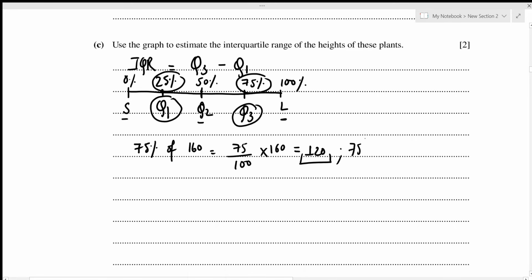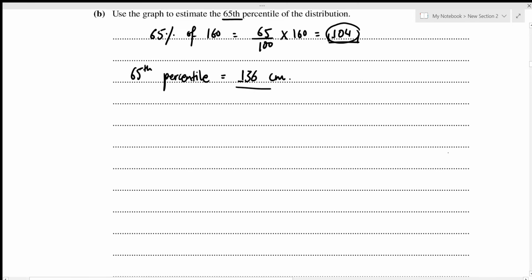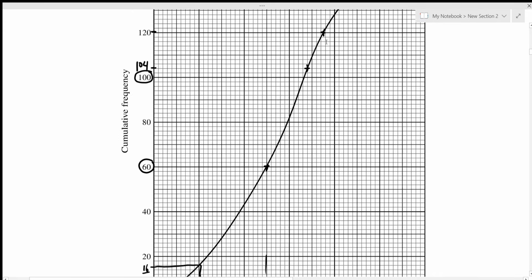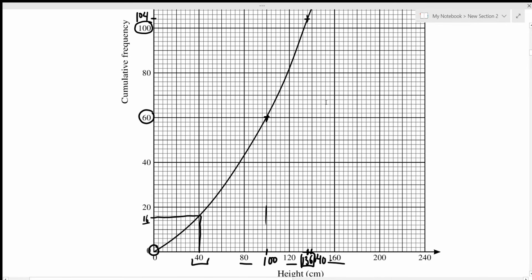So 75th percentile, that's the upper quartile Q3. So we need to look at the graph again. So we're looking at 120 sunflowers, which is right here. Then the point on the curve will be right here. Alright, then the corresponding point on the x-axis or the height axis will be somewhere around here.